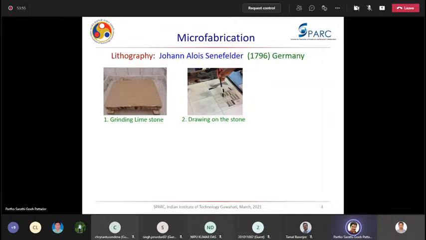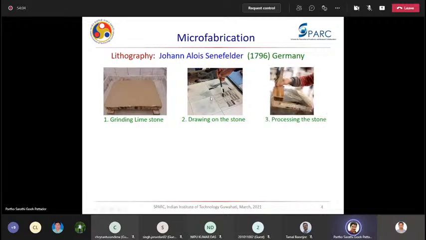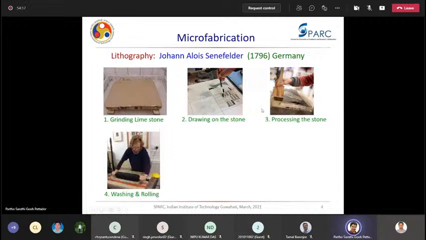Okay, so ink is mainly grease based or oil based. So he writes on this limestone. Then this limestone is processed. Processed means there is some gum arabic, which is water soluble gum. He painted on that. So the areas where there is no grease based ink, water accumulates there, and where there is grease based ink, it repels the water, because it is water based, right?